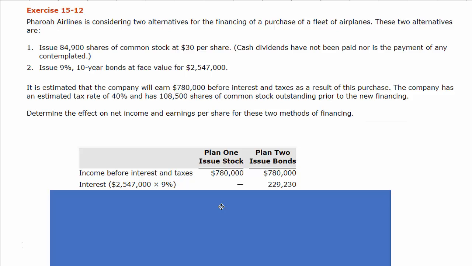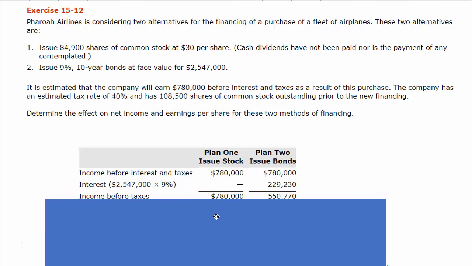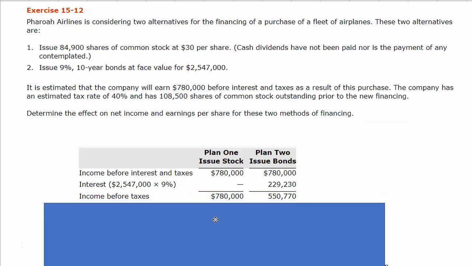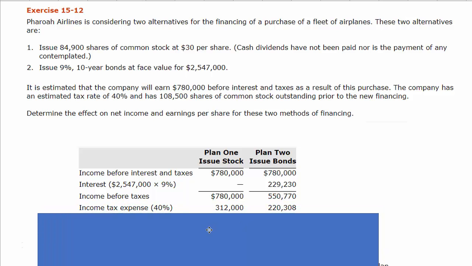Now, if we issue the bonds, we're going to have interest. $2,547,000 is the bond face value at 9%. So if we take 9% times the $2,547,000, we get $229,230 of interest. That means we would have income before taxes of either $780,000 under Plan 1 or $550,770 under Plan 2.